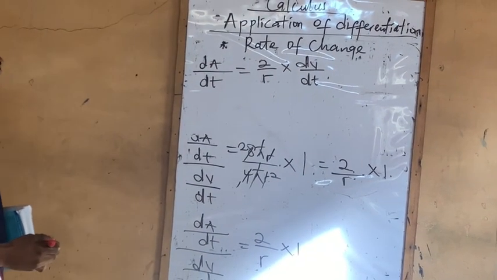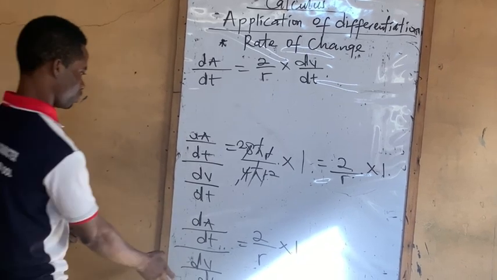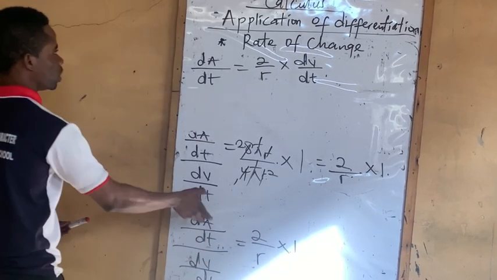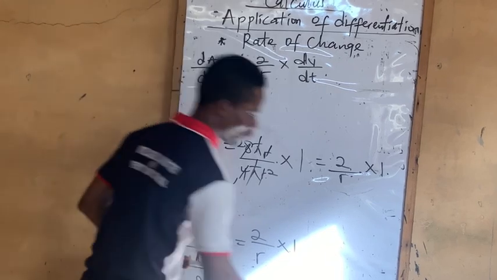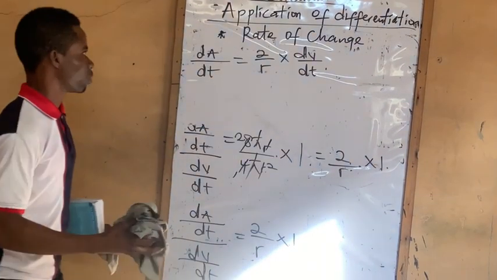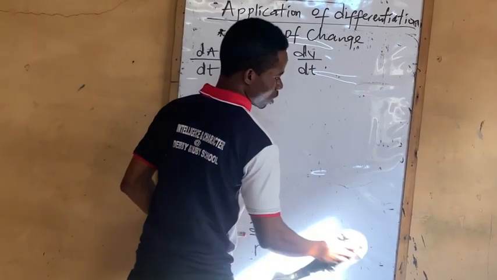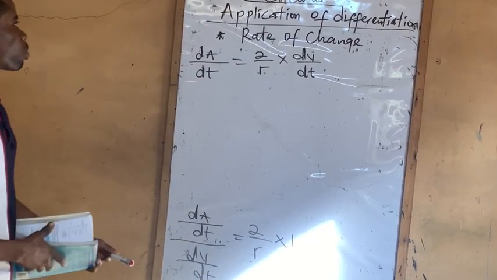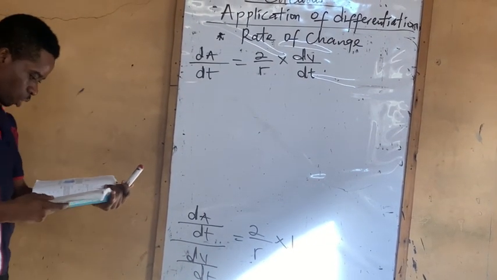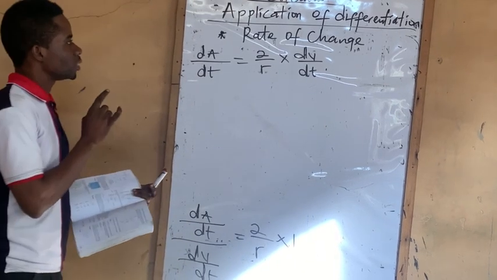I'm going to have something like this times dV/dt. I brought this one to this side, so dA/dt equals that. Now, what is the next thing we are about to do? If you check the questions very well, we are given dA/dt.